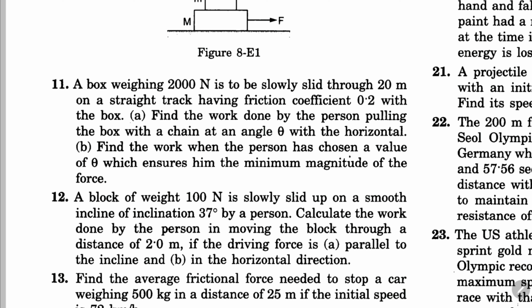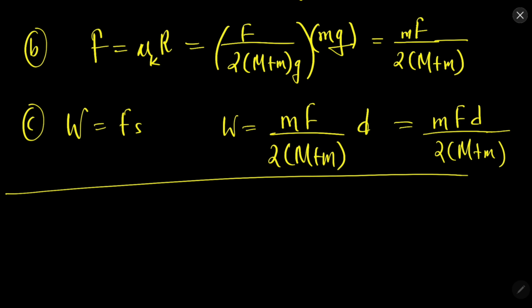Now in the 11th question we have a box whose weight is 2000 Newton, and it is slowly slid through 20 meters, so it is moved 20 meters on a straight track. The coefficient of friction is given as 0.2. Now we need to find the work done by the person, and also the work done when the person has chosen a value of theta which ensures the minimum magnitude of force. So there are two situations: when the person applies the force horizontally, and when the person applies the force at such an angle that the force required is minimum.